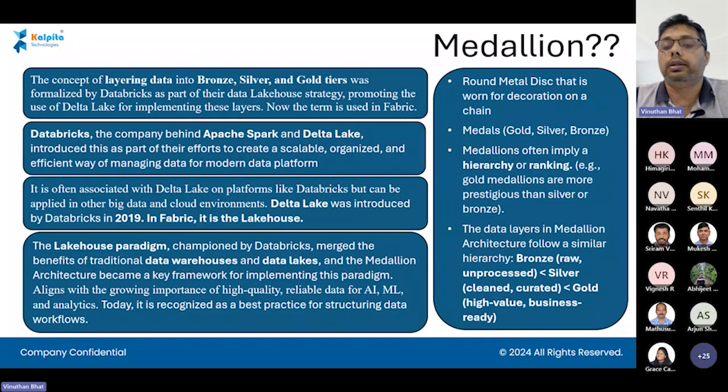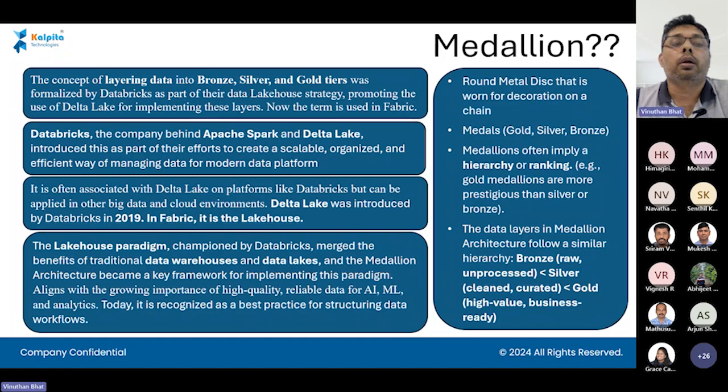In a similar analogy, the data layers in medallion architecture follow a similar hierarchy. Bronze, in terms of data ingestion, is the raw, very raw data. You have not done any cleansing activity. Then you have the silver, where it's curated data, and then you have the gold, which is high-value, business-ready data.